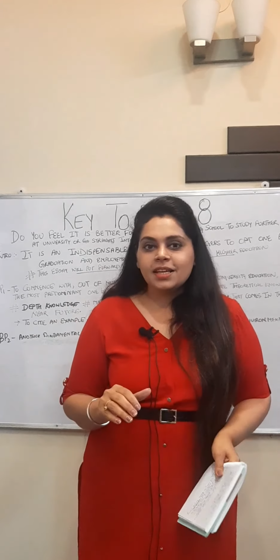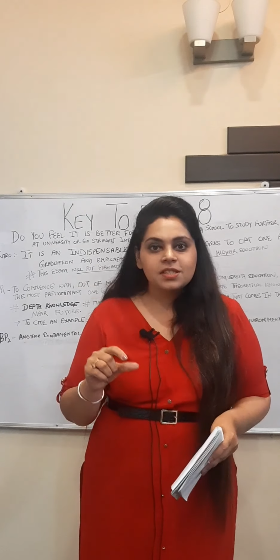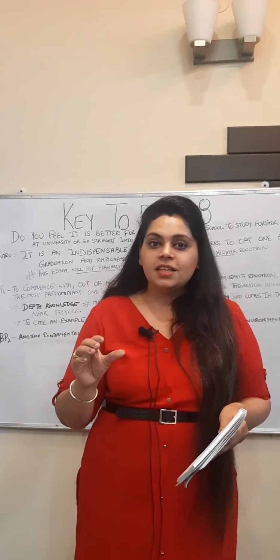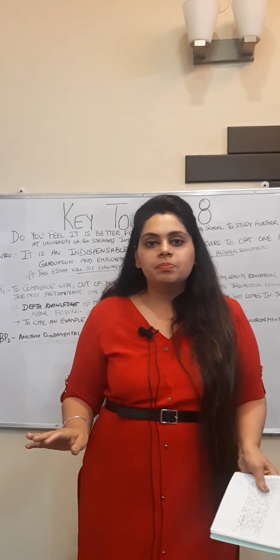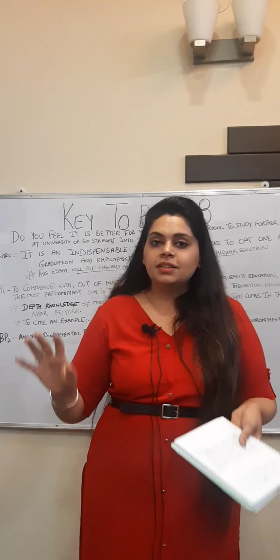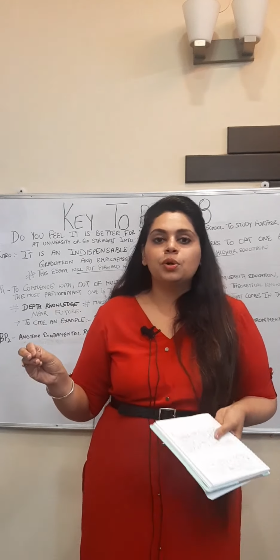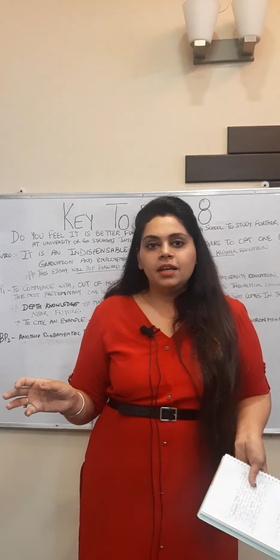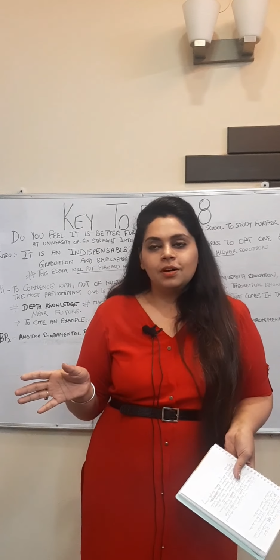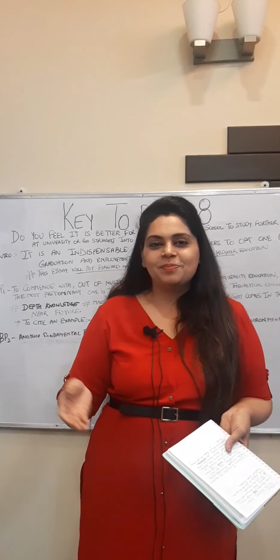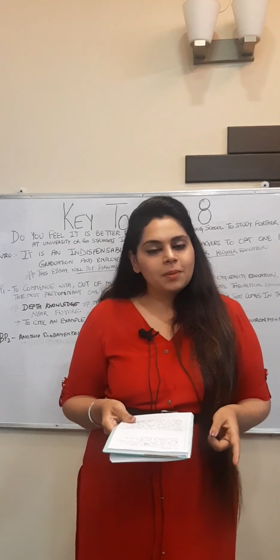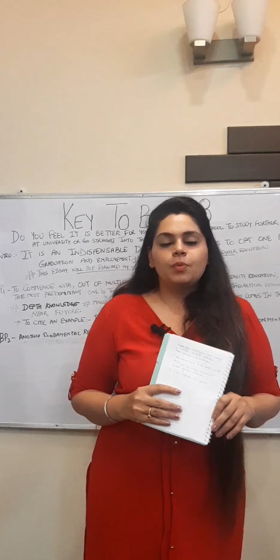Now we are done with BP1, BP2. We have cited an example, we have given valid reasons why we are giving these reasons. We have made the examiner clear that this is why we feel that the student should go to university and not directly to the workplace. Okay, so what comes next?